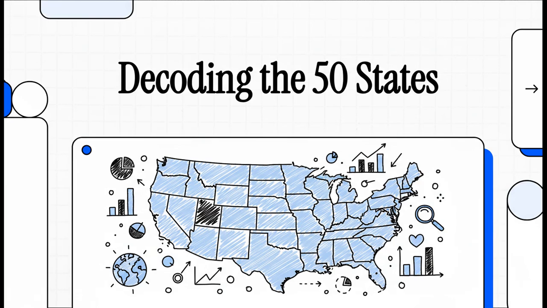All right, let's dive in. Today, we're going to decode the 50 states. But we're not just looking at the US as one big country. Oh no, we're looking at it as 50 different experiments in democracy, all running at the same time. And now, for really the first time in history, we have the data to see what's actually working.